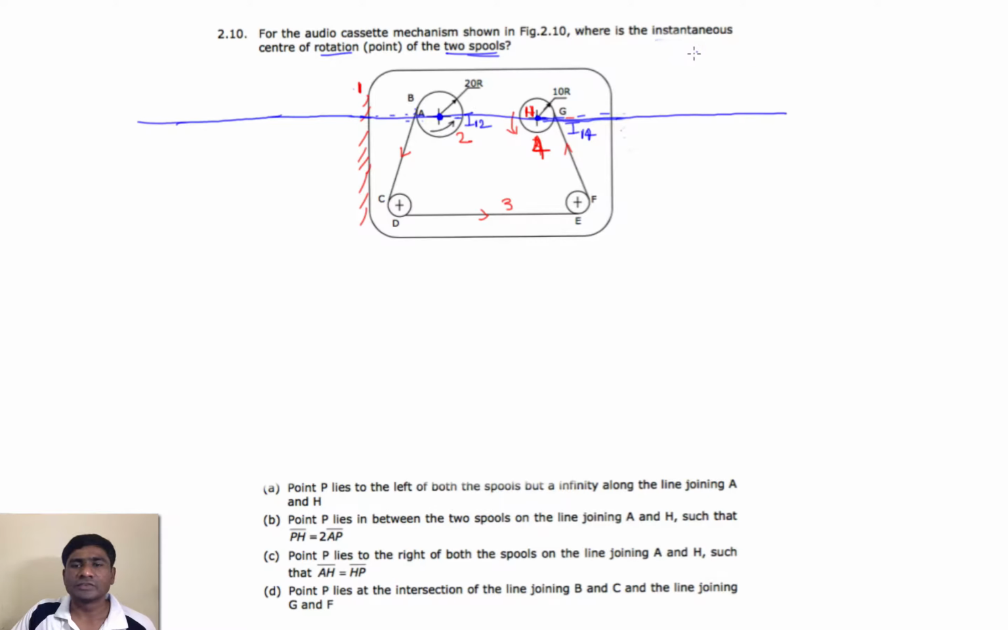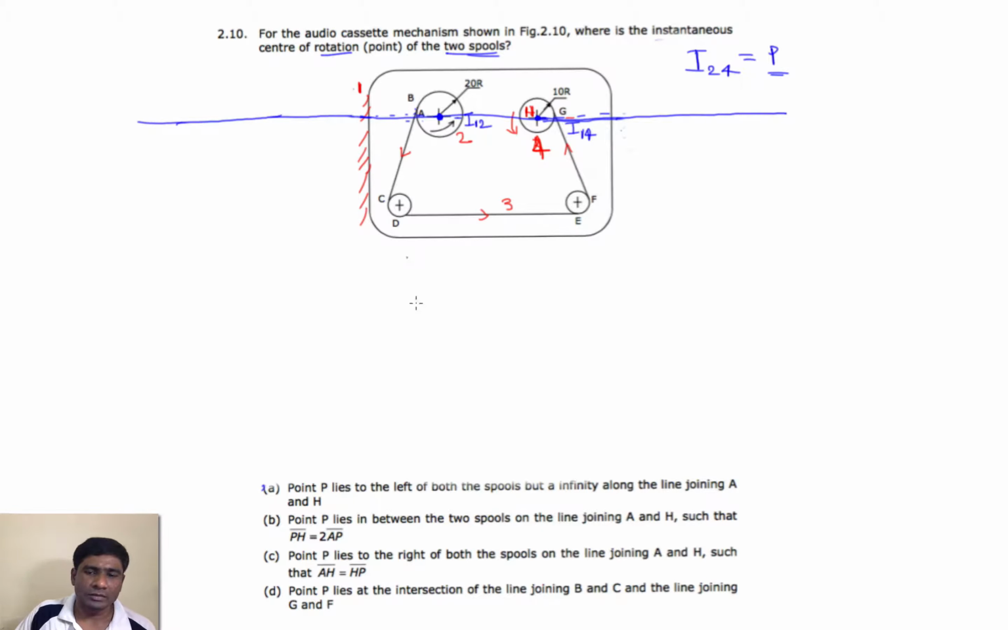Let's say the instantaneous center of links 2 and 4, spools B and G, is at a point P. A is the center of the bigger spool and H is the center of the smaller spool, and we will consider these options one by one. What is option A? The point P lies to the left of both the spools.